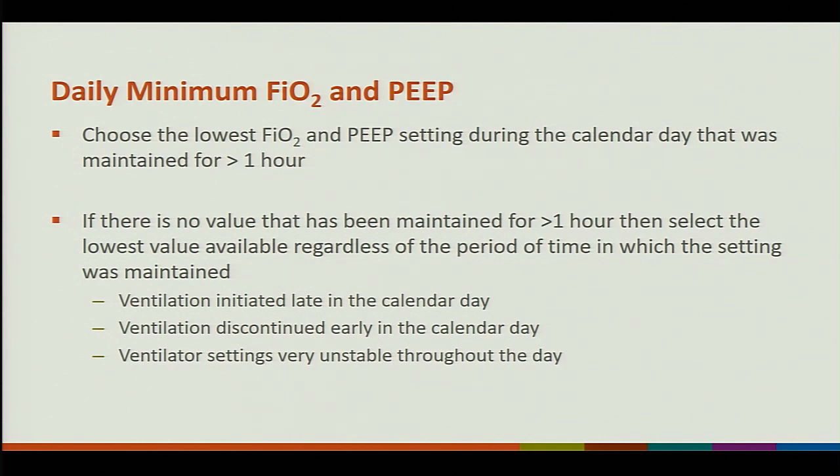From the eligible documented settings, you will choose the lowest FiO2 and PEEP setting during the calendar day that was maintained for greater than 1 hour. If there is no value that has been maintained for at least 1 hour, then you'll select the lowest value available regardless of the period of time in which the setting was maintained. This may occur if a patient is ventilated late in a calendar day, or if it's discontinued early in a calendar day, or if somebody has really unstable vent settings and they're going up and down all day.